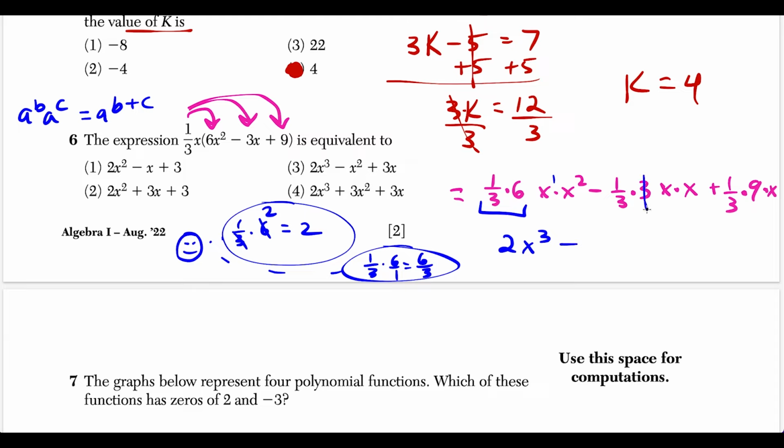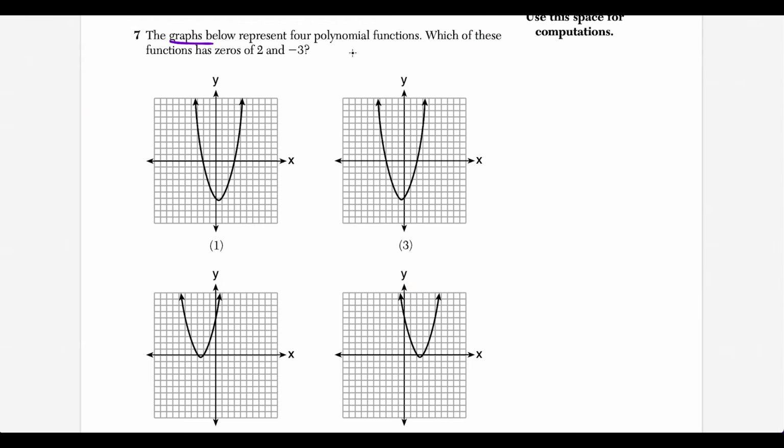And now we have minus 3 over 3 cancels nice. Or you could just do 1/3 times 3 is 1. And then we have x to the first times x to the first is x to the 1 plus 1, or x to the second power. And now here we have plus 1/3 times 9 is 3, and we have an x that's just going to tag along. So now we just have to scan the answer choices here. These are automatically gone because they're x to the second, and then this one looks like it's the answer choice, choice 3.